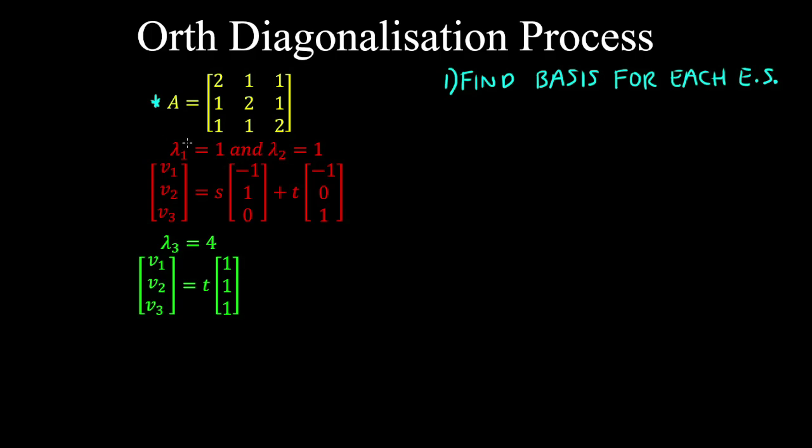So as we've done previously, we first find the eigenvalues. So here we have 2 repeated eigenvalues. So we only need to find the eigenvectors corresponding to one of those eigenvalues. And from that, we find the following 2 basis vectors for the eigenspace corresponding to lambda equals 1.